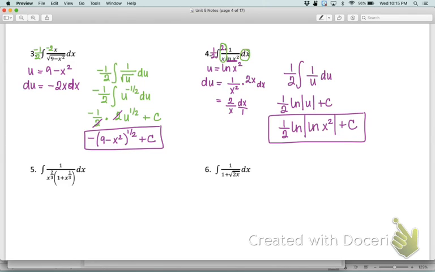Okay. All right. Pause the video and try 5 and 6 so that you can see how you're doing. See if you can decide what u and du should be at the very least. And then come back in just a couple of seconds and we'll talk through the answer. But go ahead and put it on pause so you can take a second to try 5 and 6 on your own.